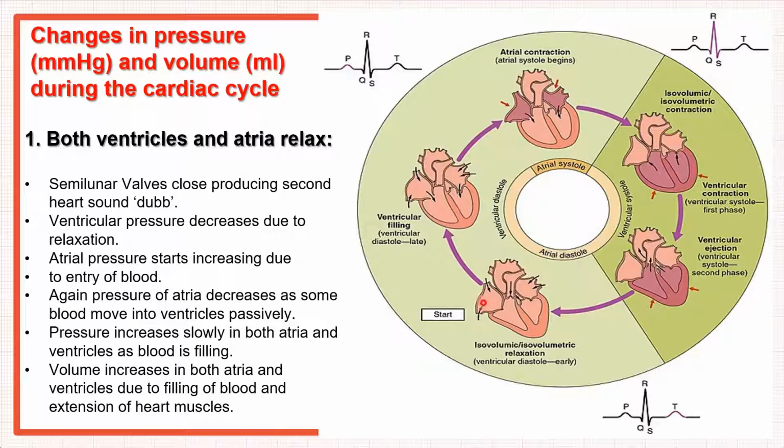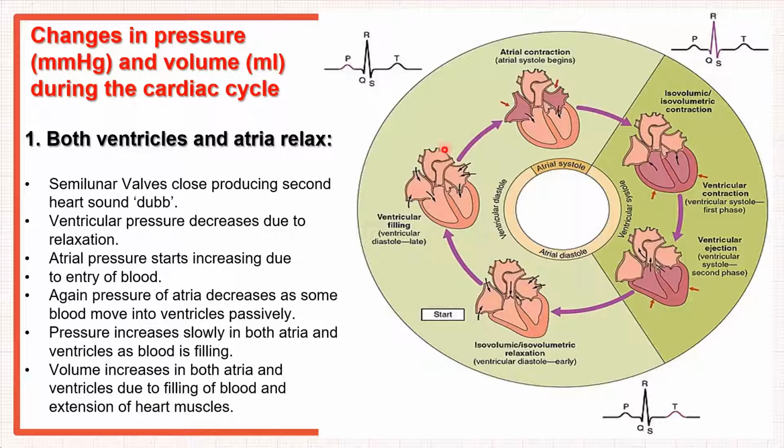Initially the atrial pressure would increase because the blood is coming in and the valves are closed here, right? But after some time, the blood would passively go into the right ventricle and the left ventricle, and this would decrease the pressure in the atria a little bit. But then pressure would increase again because the blood is coming in, though slowly, because right now the blood is also entering the ventricle. The volume is increasing in both the atria and the ventricle, as the blood keeps coming in and the walls are relaxed. So volume would increase because the heart muscles are extended. So this is what happens when both the ventricles and atria are relaxed.